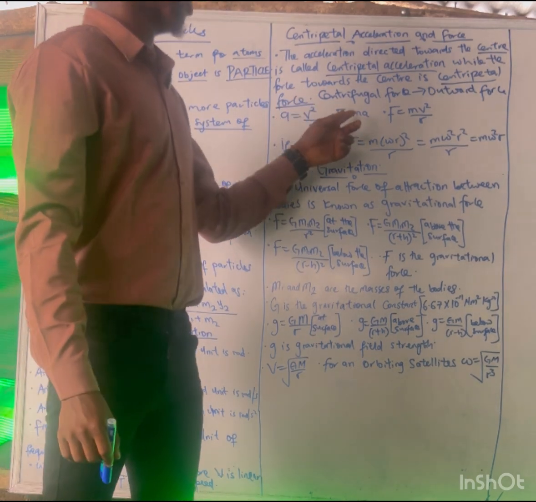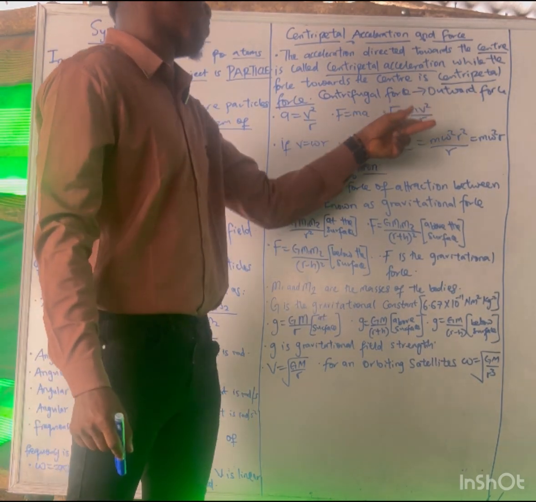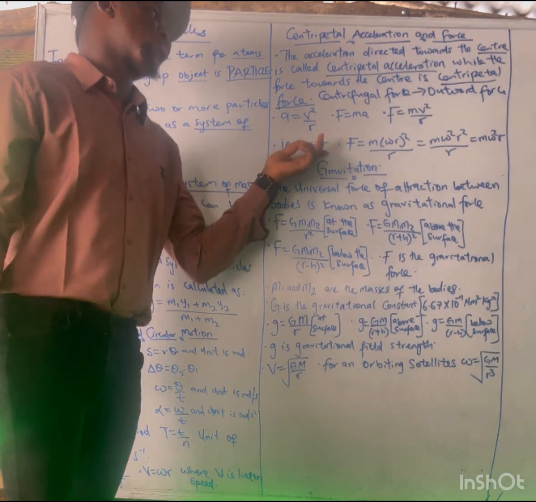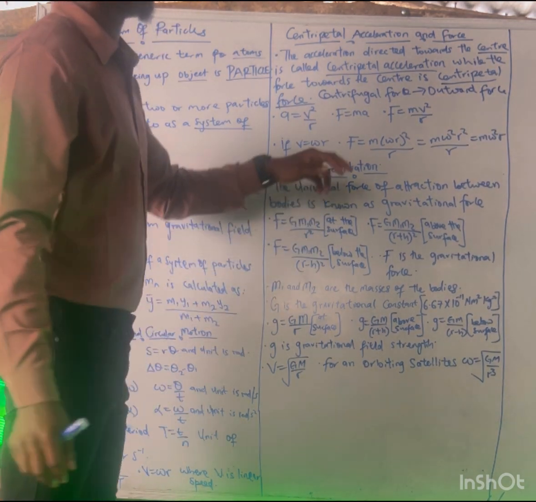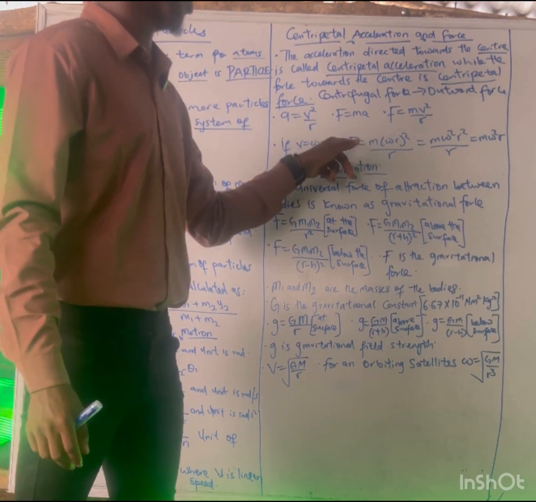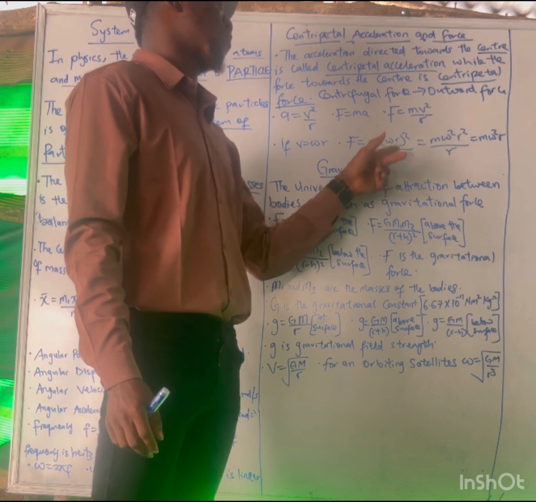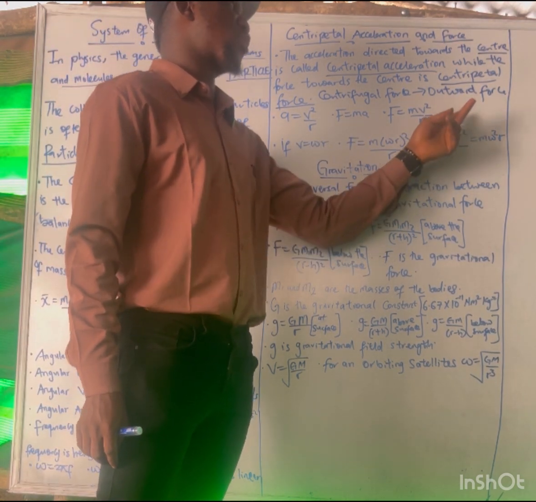If F is equal to ma, our centripetal force F equals mv squared over r. Remember that v is equal to omega r. So whenever I see v here, I will replace it with omega r. So F is equal to m times omega r all squared over r. This will now be m omega squared r squared over r. The r cancels one r, and it remains m omega squared r.